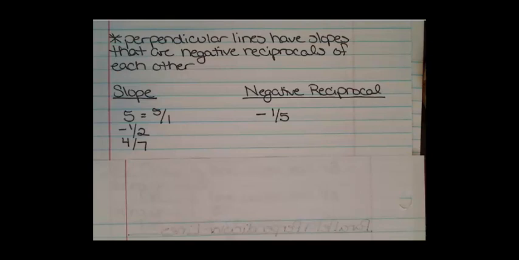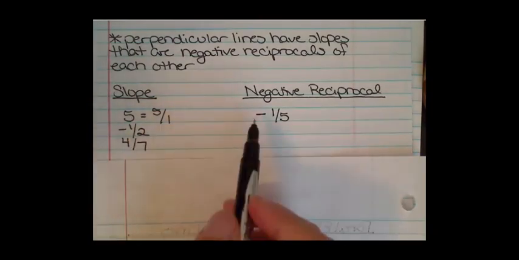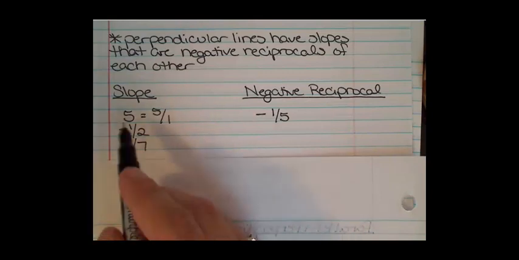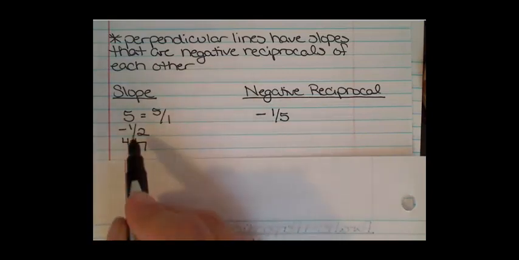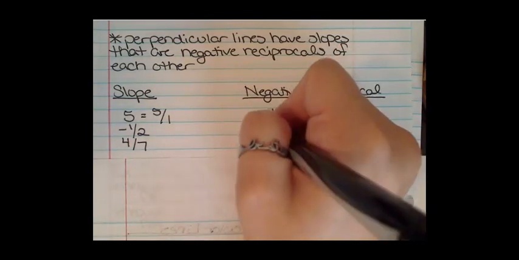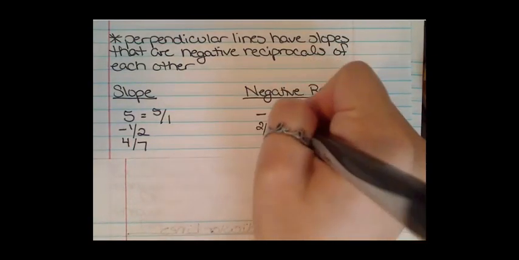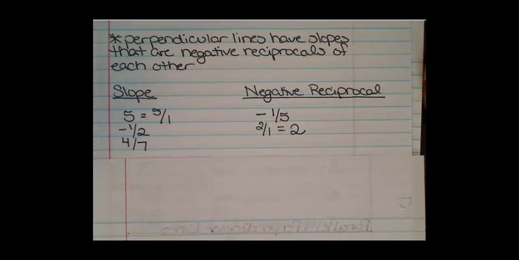What would be the negative reciprocal of negative 1/2? Well, this one already has a negative. So if you put a negative out there, that would make it a positive. Negative times a negative would be a positive. And then you flip your 1/2, which would be 2 over 1, which is the same thing as 2. So the negative reciprocal of negative 1/2 is positive 2. Okay, slope is 4 over 7. The negative reciprocal of that would be negative 7 over 4.